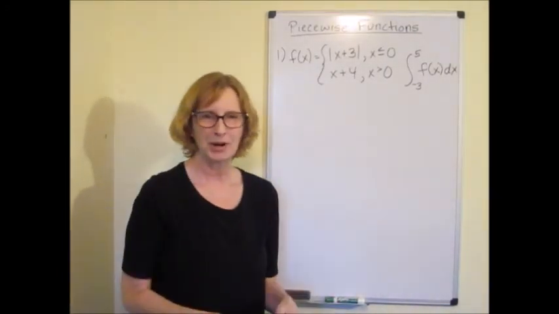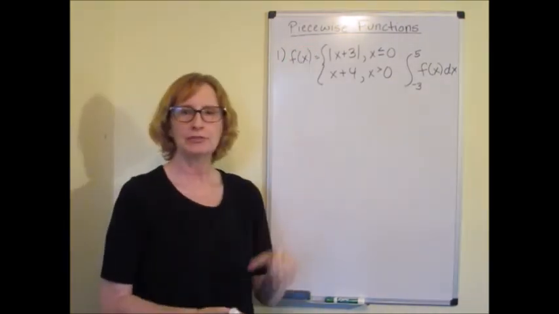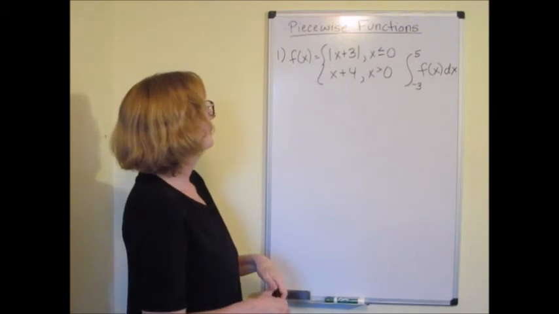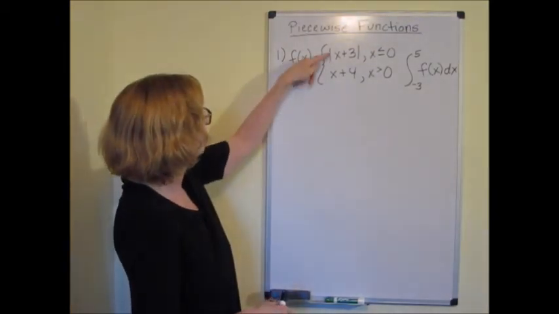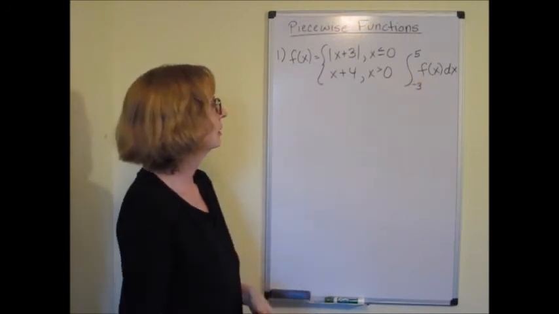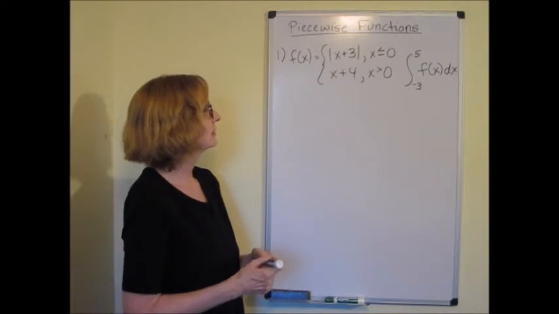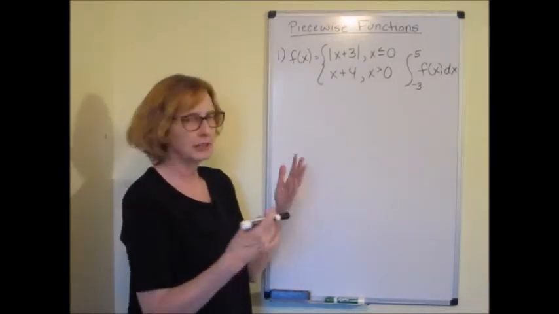So this is the last problem I'm going to do. This is number 1 from the piecewise functions section. You can see that this function is broken up into parts, and we're still trying to find this area here between the graph and the x-axis. So first off, let's break them apart.